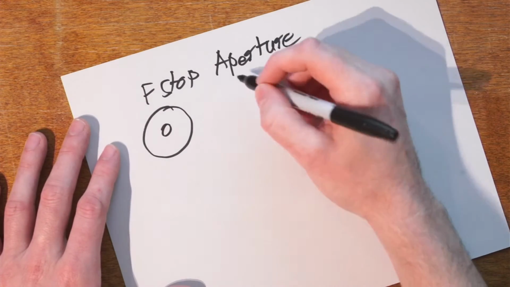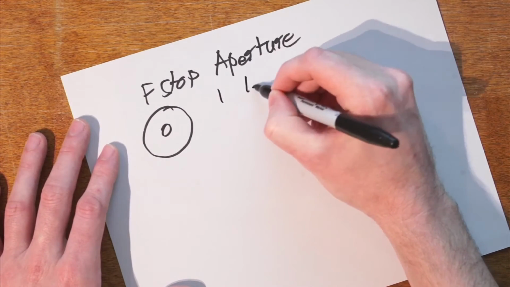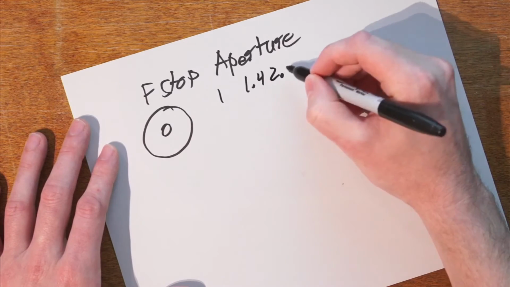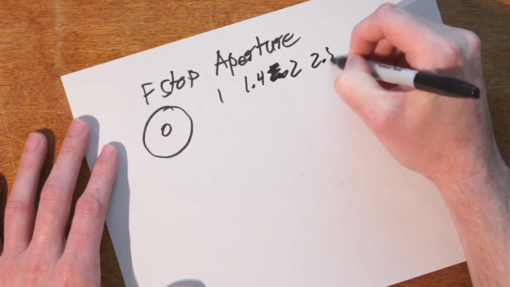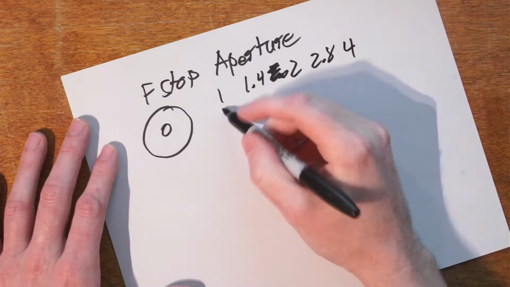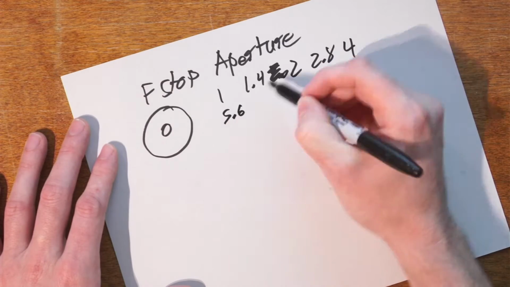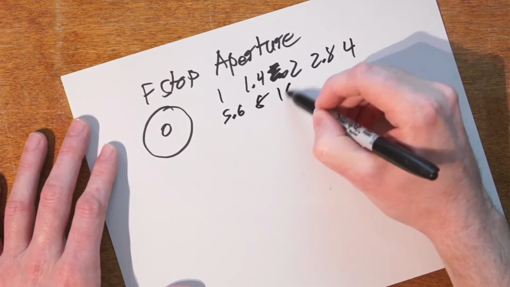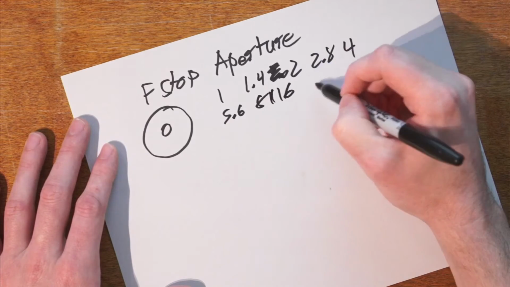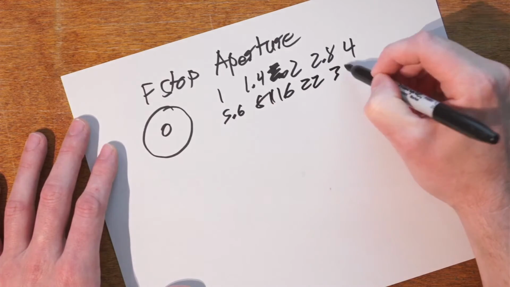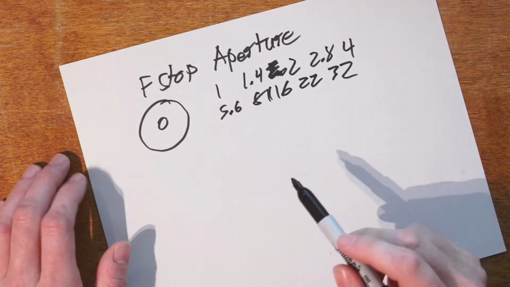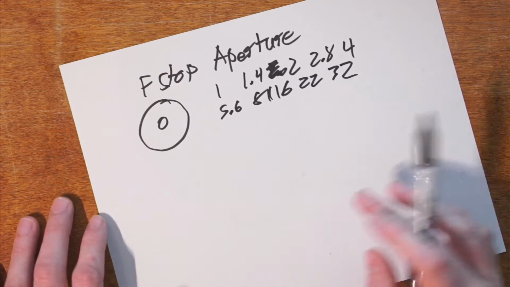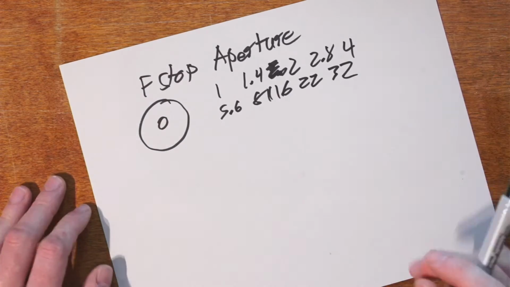Now, those numbers are stupid, right? 1, 1.4, 2, 2.8, 4, 5.6, 8, 11, 16, 22, and 32. So these seem insane, right? These are not doublings in the way that the other ones are, and that's why I wanted to start with this, because it's the weirdest.